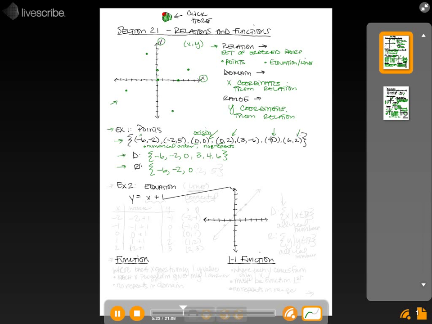2 also gets used twice. So we're only going to list it once. And then 5. We close our brackets. That's giving the domain and range for that set of points, that relation. And that's all we have to do. Let's look at our next example.